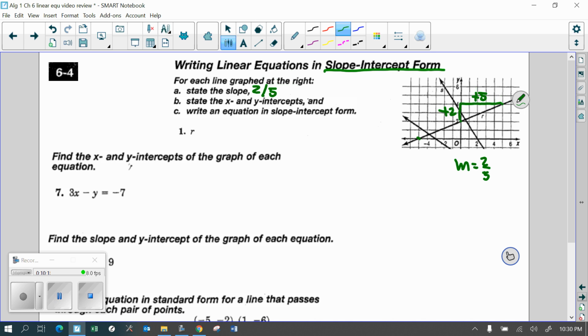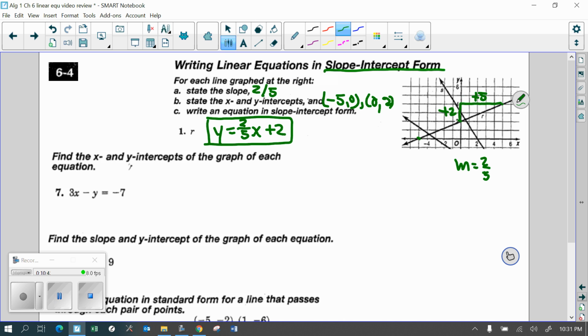The x-intercept is right here at -5, 0, and the y-intercept is (0, 2), where we cross the y-axis. Write the equation in slope-intercept form now. Don't forget I already calculated the slope. So I have 2/5 x, and I have the y-intercept of 2, (0, 2). And so there's my equation in slope-intercept form.